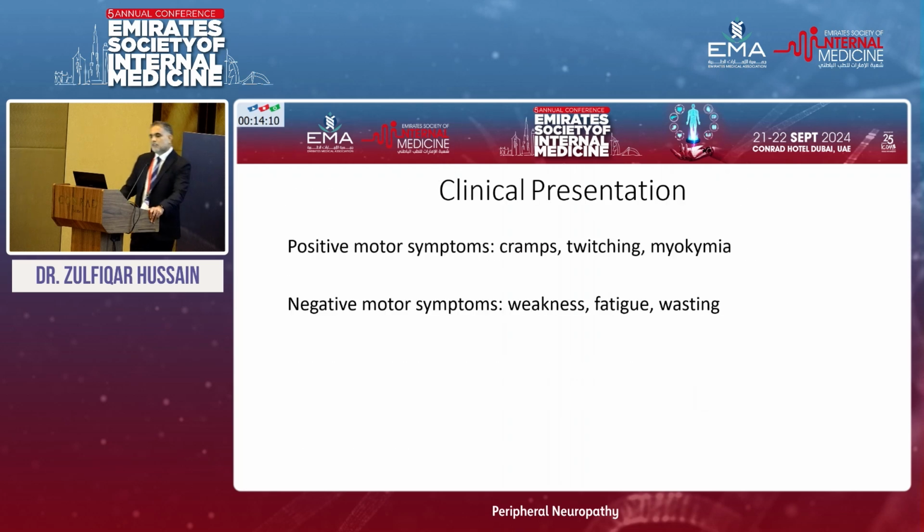It has heterogeneity in presentation, so sometimes it causes more challenge to diagnose. Positive motor symptoms that we see are cramps, twitching, myokymia. Negative motor symptoms are weakness, fatigue, and wasting in the muscles. That's in reference to motor symptoms.